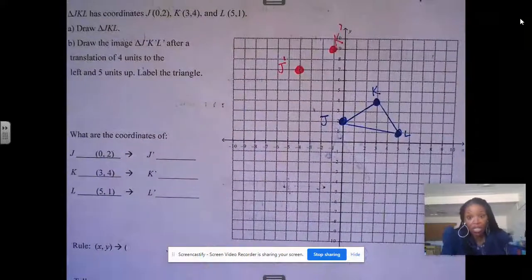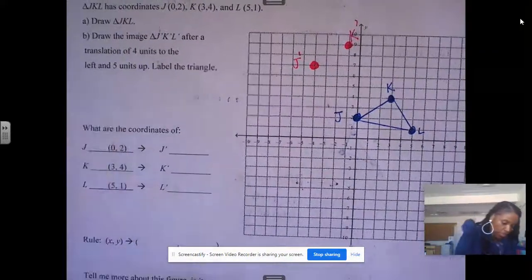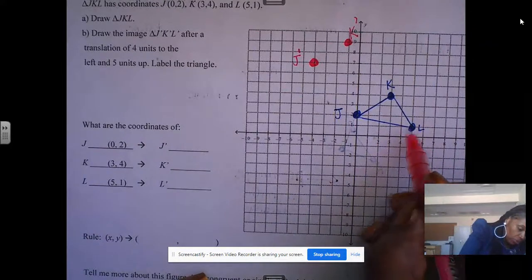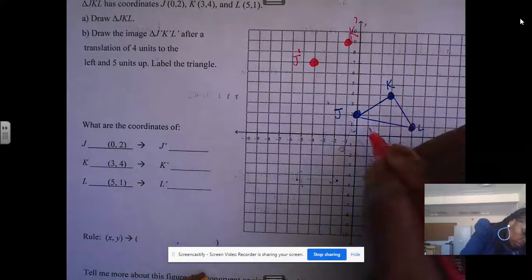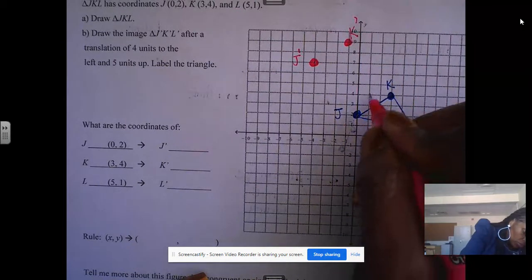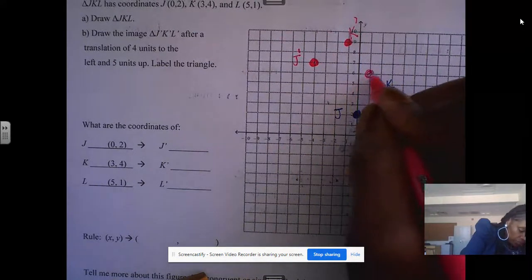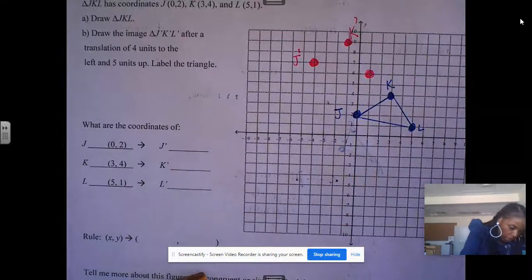Exact amount of spaces. And then I'm going to do my L the same way. What is it? 4 units to the left. 1, 2, 3, 4. And then 5 units up. 1, 2, 3, 4, 5. And that's going to give me my L prime.